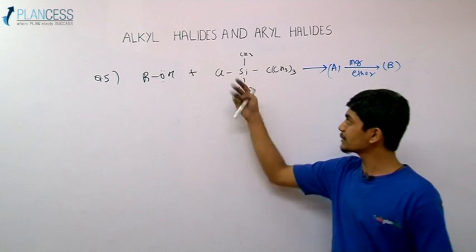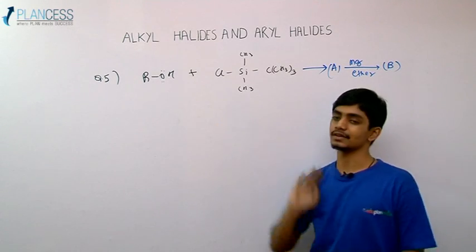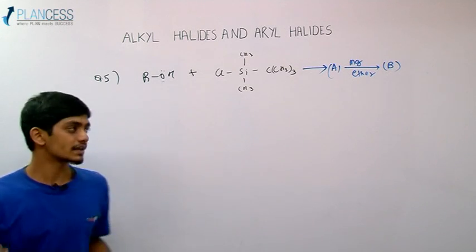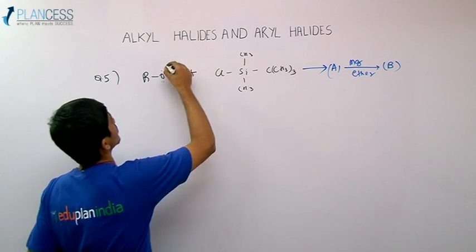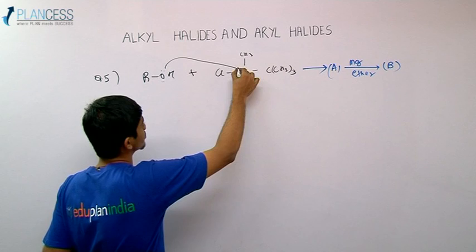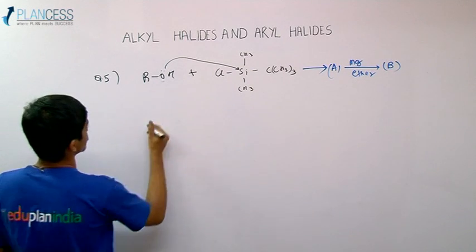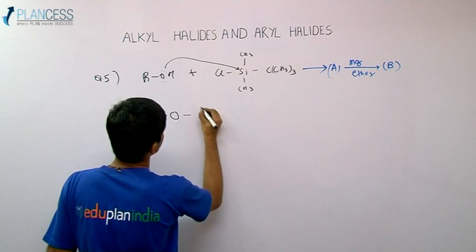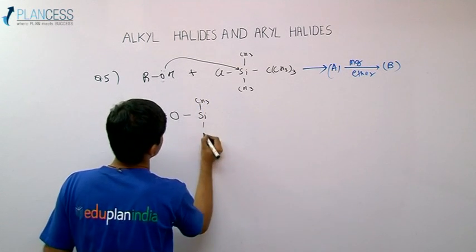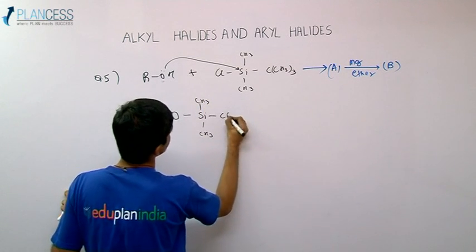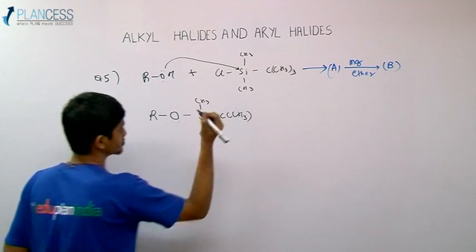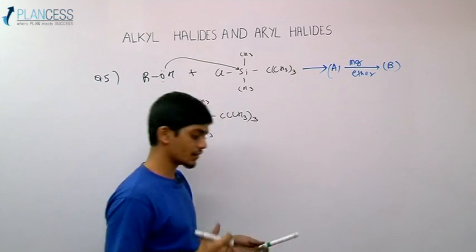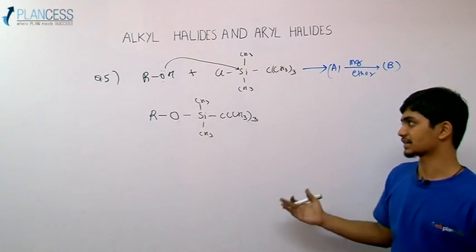If I just put a carbon there, immediately you can write the SN2 product. But if I put a silicon, you will come in doubt. So that doubt should not come, and you can actually write this, and this product becomes ROSiCH3, CH3 and CCH3 thrice. Fine. So that is our A product, a very simple SN2 reactant.